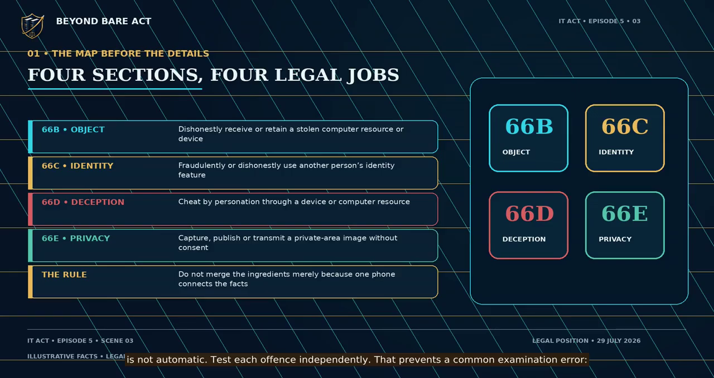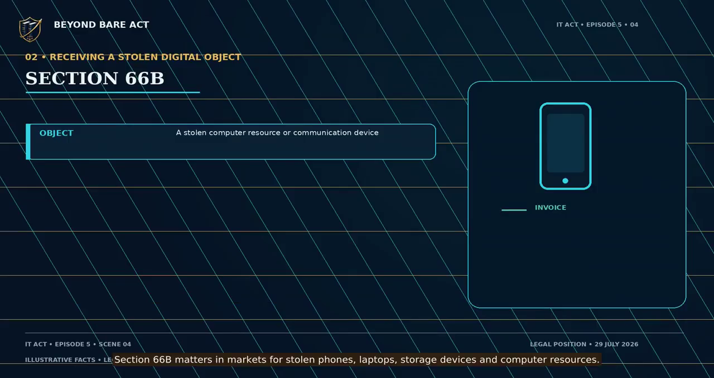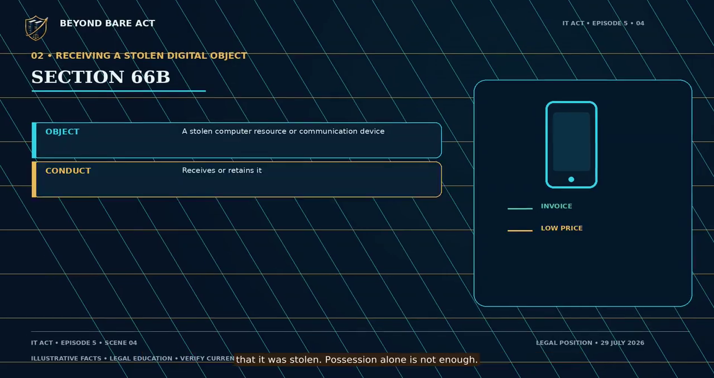Test each offence independently. That prevents a common examination error. Writing every familiar section number beside a cyber incident without proving its ingredients. Section 66B matters in markets for stolen phones, laptops, storage devices, and computer resources. The prosecution must identify a stolen computer resource or communication device, then prove that the accused received or retained it dishonestly while knowing or having reason to believe that it was stolen. Possession alone is not enough.